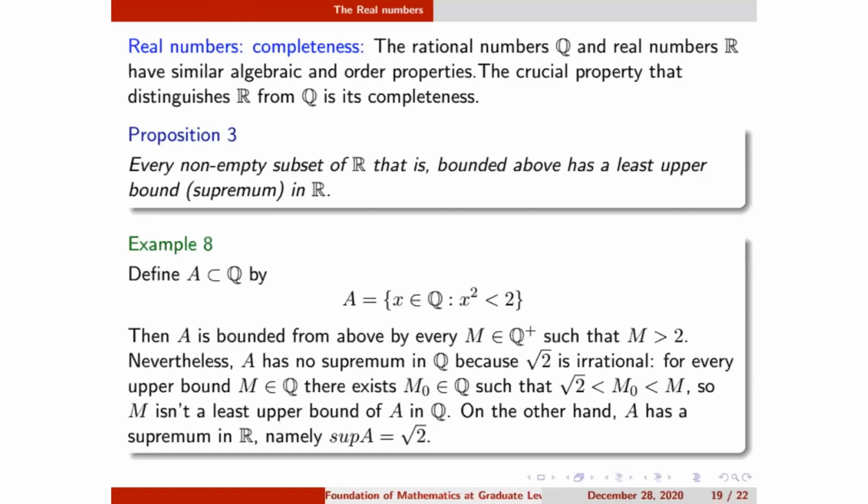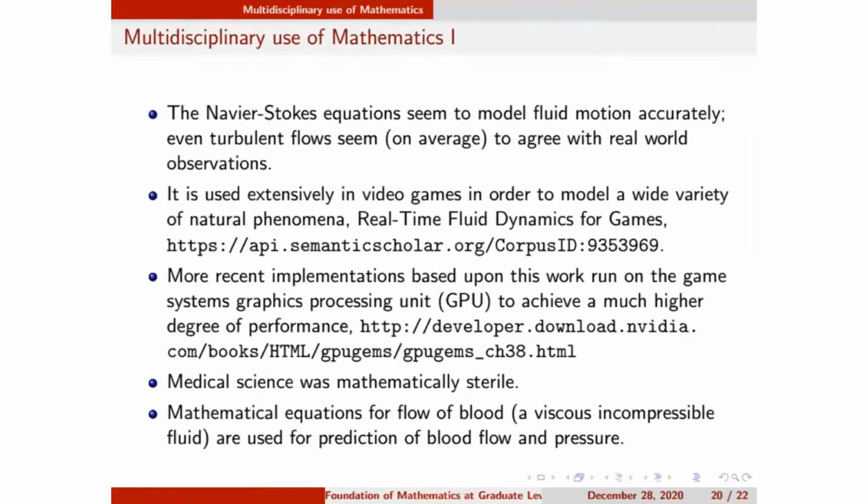So I hope it is clear now. It was the definition for the real number. How do we define a real number? Real numbers have these three properties, and the last property, which real numbers have, Q doesn't possess. So we are going to talk now about how mathematics works in multidisciplinary areas. I hope this example is clear to all. Okay, so now we are going to talk about the multidisciplinary use of mathematics.